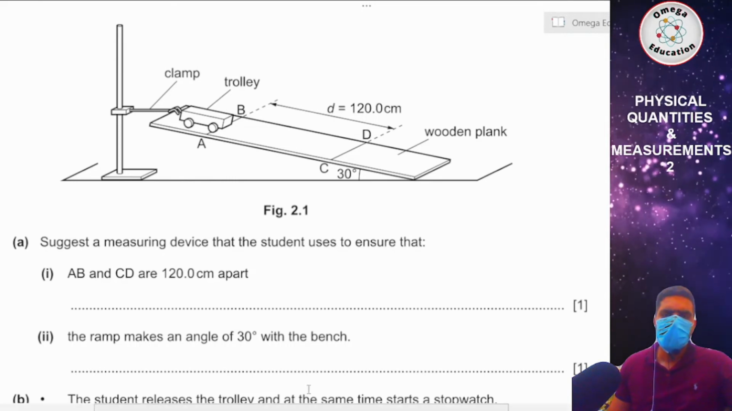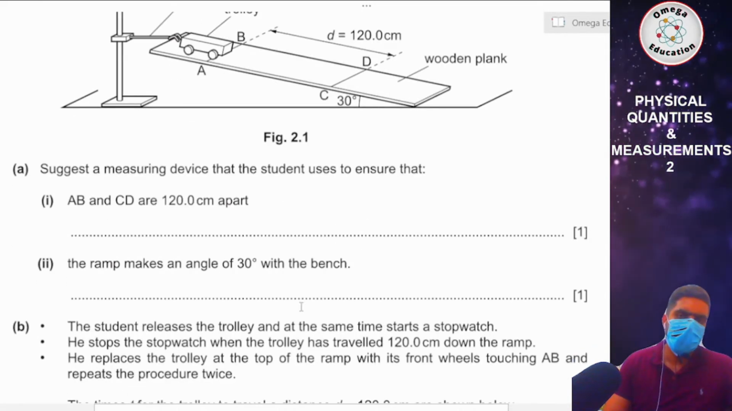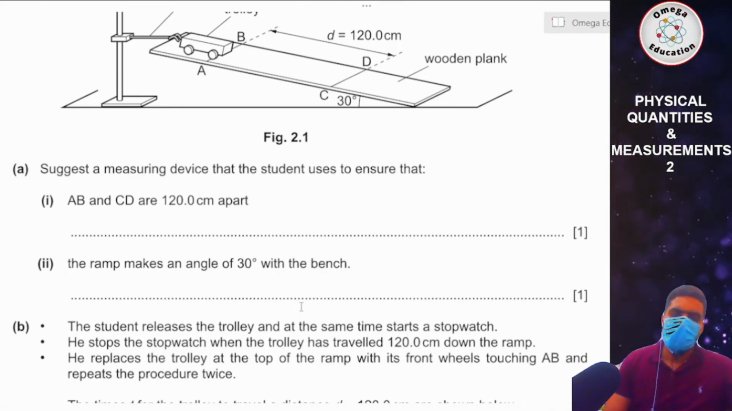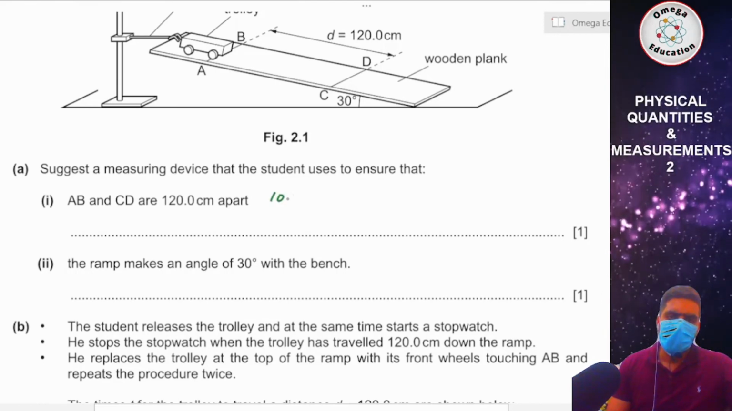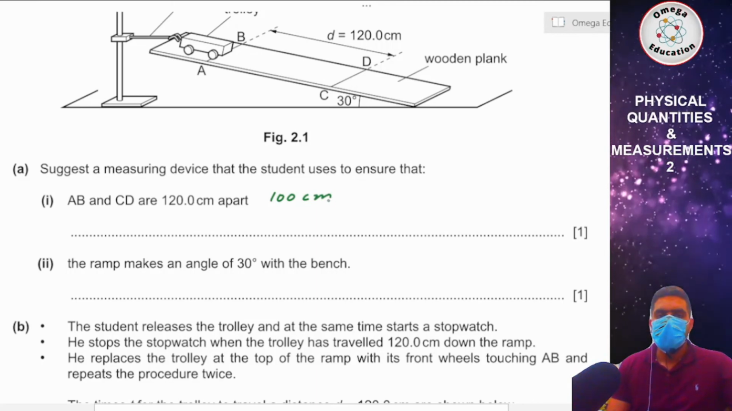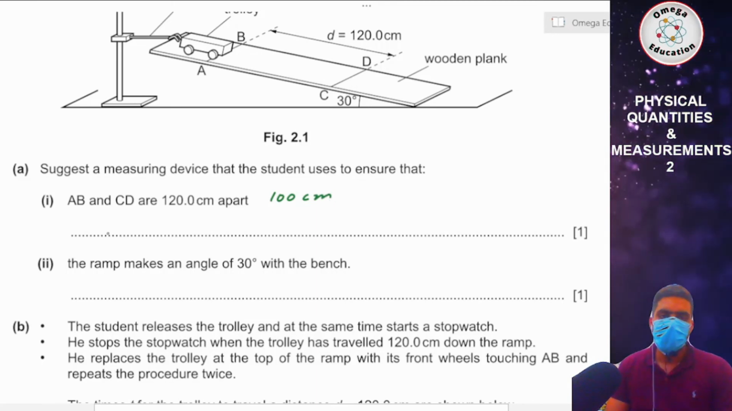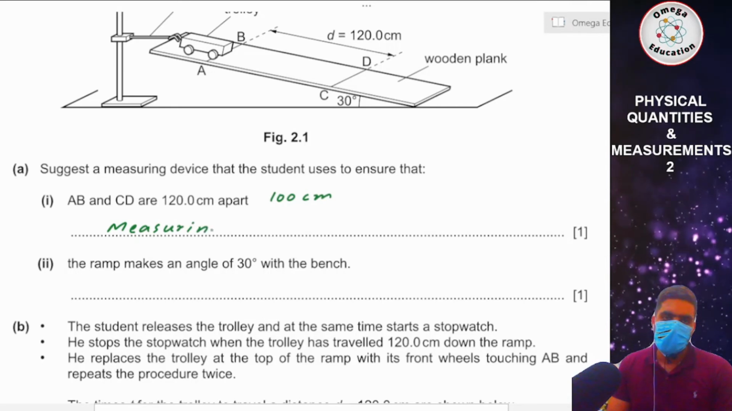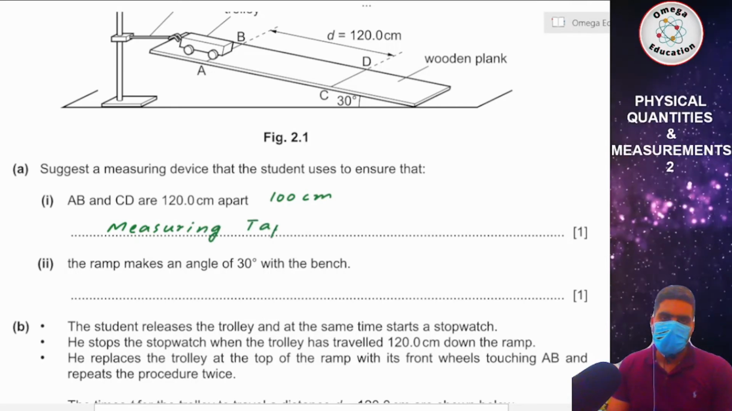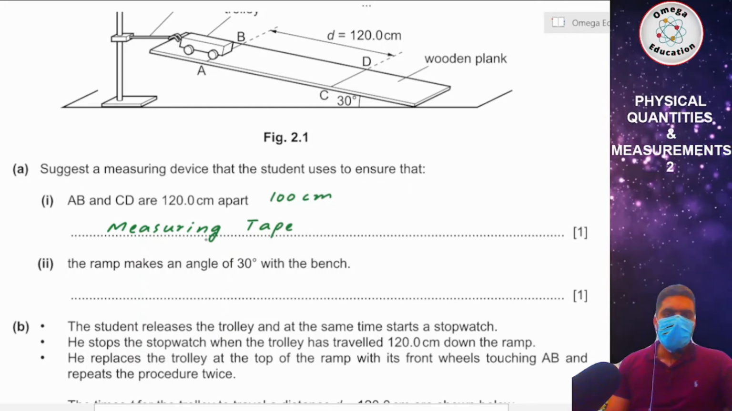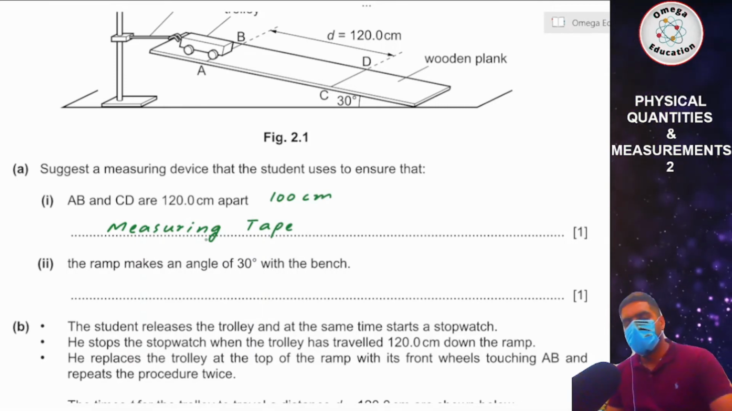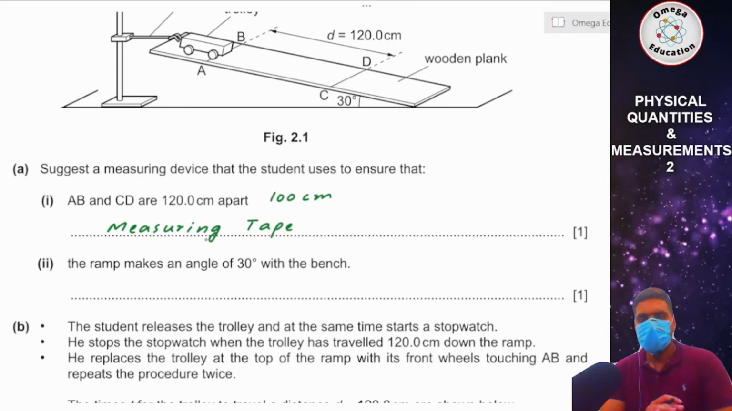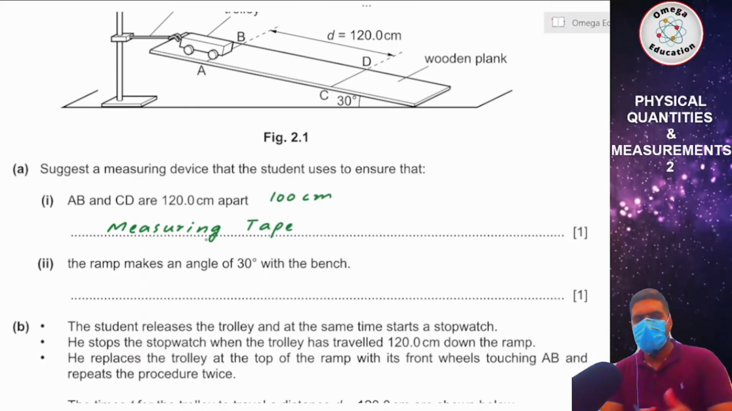So a very popular answer is meter rule, and the other one is measuring tape. The rule of thumb is we prefer the meter rule for objects up to 100 centimeters. For objects longer than that, we prefer tape measure or measuring tape. For different measuring tools, their range and their least count, I made a separate video. If you want to refer to that, you can watch the video.